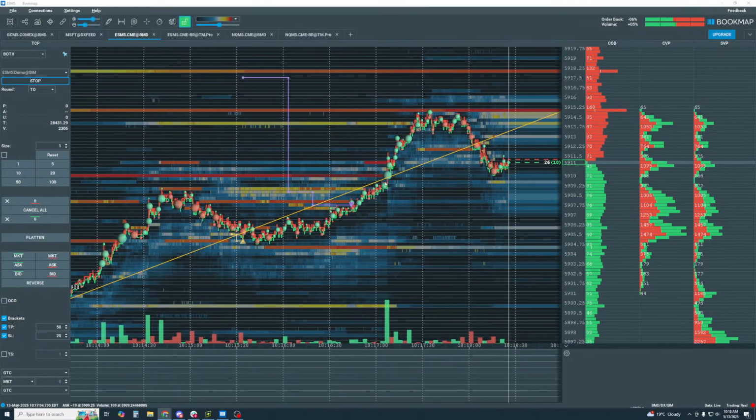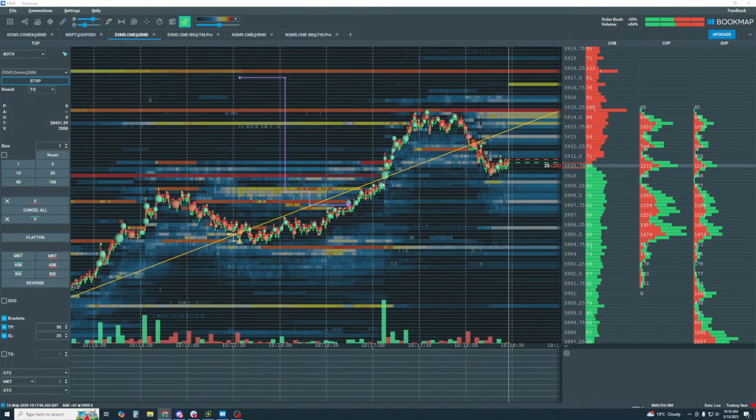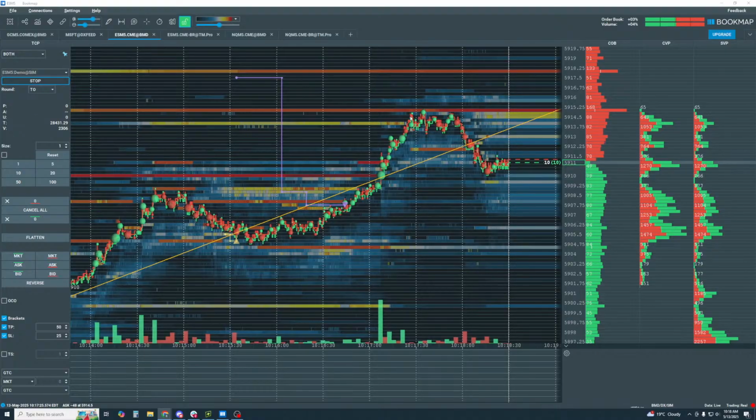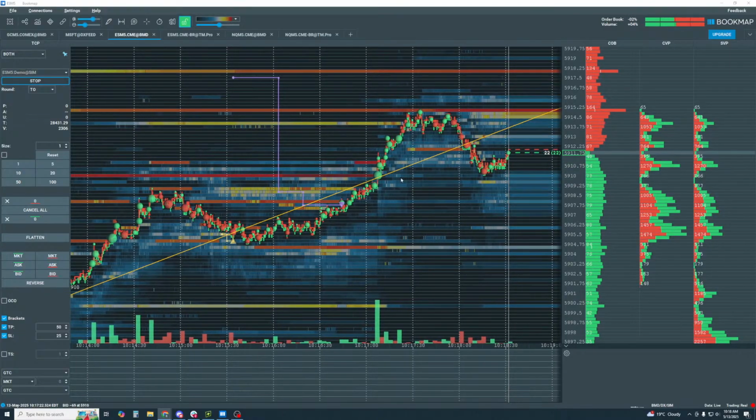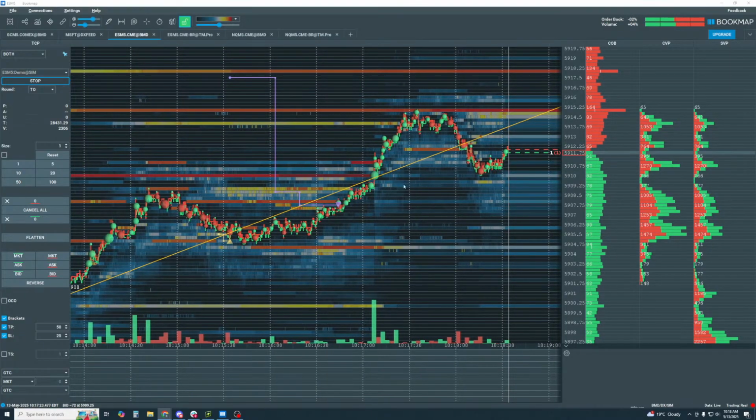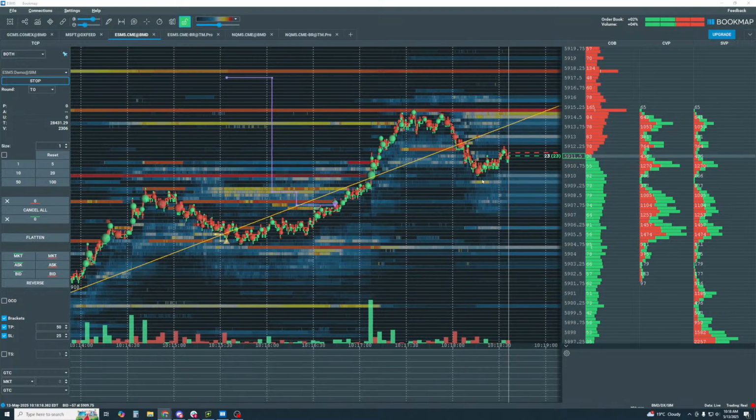Because we can see this is where we just popped again, and we can see the buying pressure coming in here. So we look for maybe a pullback to this area again, and then we'd be looking for buyers again.